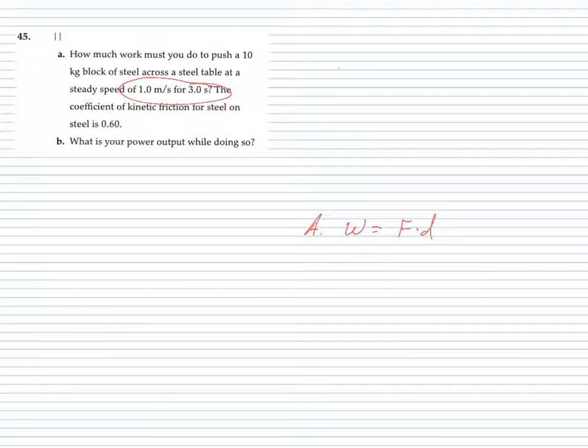Back in the day, we did velocity equals distance over time, which turns into distance equals velocity times time. I have a velocity of 1 meter per second, and I have a time of 3 seconds. Seconds goes away. It's 3 meters. So right away, I know I'm going 3 meters. Now I have to do force.